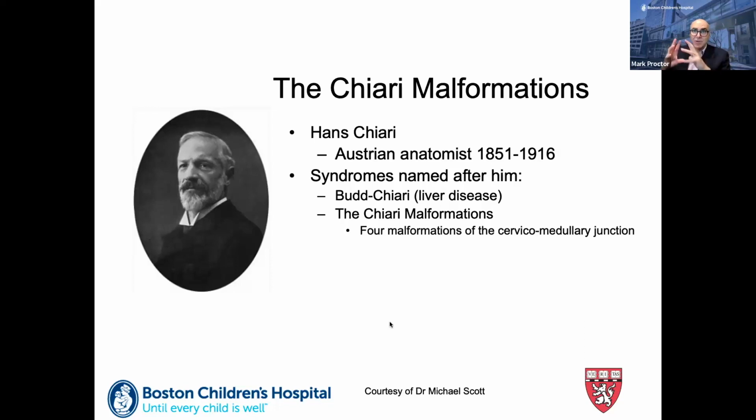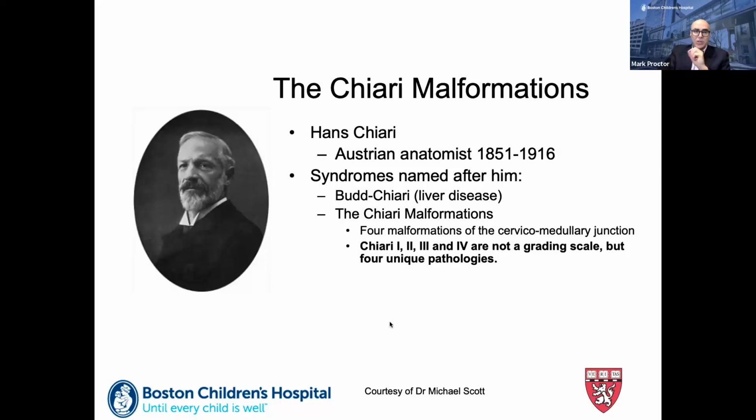And these are 4 different malformations of the cervical medullary junction. That's sort of the junction of the brain and spine. What's important to understand is that these 4 different ones are not a grading scale. In other words, if you've been diagnosed with a Chiari I, or your child, it can't become a Chiari II or a 3 or 4. They're completely different entities. They just happen to all be identified by Dr. Chiari back in the 1800s.